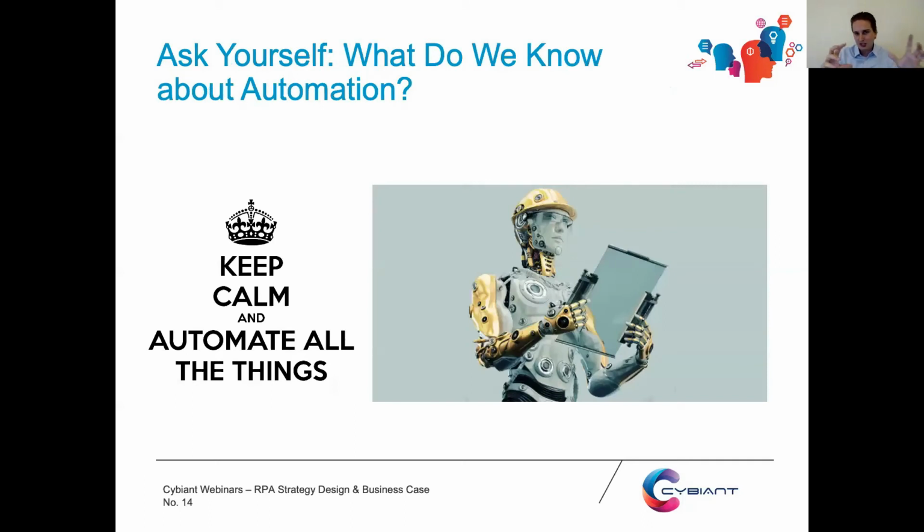Good, so that's the basic flow. The next key thing that you need to ask yourself is, what do we really know about automation? Because I've been involved in a lot of automation projects, and people who start out with RPA or other forms of more machine learning or data projects, they always have very high ambitions, and they have a very strong vision of what they would like to achieve in terms of automation.